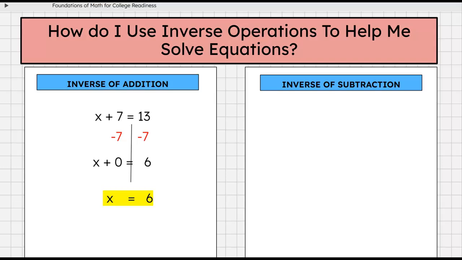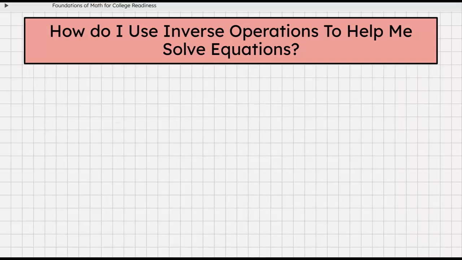Let's look at the inverse of subtraction. x minus 4 equals 13. So we have the variable and then minus 4. Because we see this minus 4, we need to use the inverse of that subtraction, which is addition, and we are going to add 4 to both sides. When we add 4 to both sides, we get x minus 0 equals 17, or x is equal to 17.